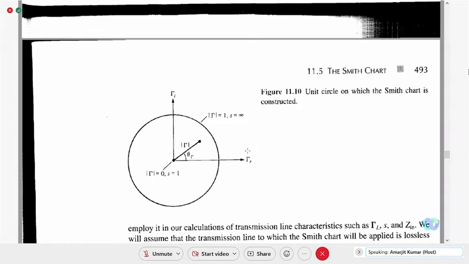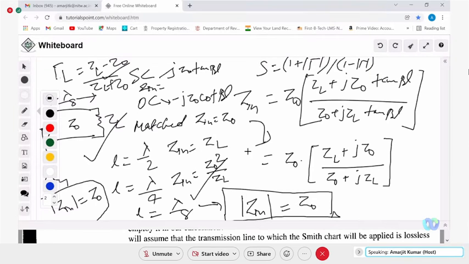And what is the value of mode of gamma? It will vary from 0 to 1, including 0, including 1. It could be 0. I am talking about the magnitude of gamma, so just be careful. It could be 0.5, 0.1, 0.9. Maximum it is 1.